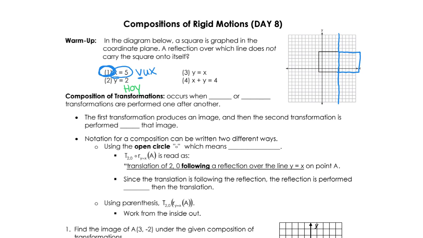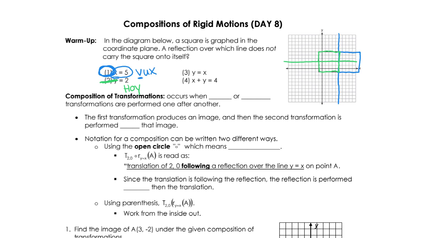Y equals 2 is a horizontal line. I think you guys can see that the top of this square would flip down and reflect to the bottom, and the bottom would reflect up to the top. And so the top of the square and the bottom of the square really just reflect onto itself, and you end up with the same square that you started with. And so choice 2 is out.